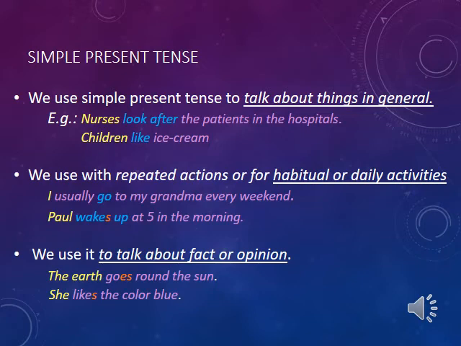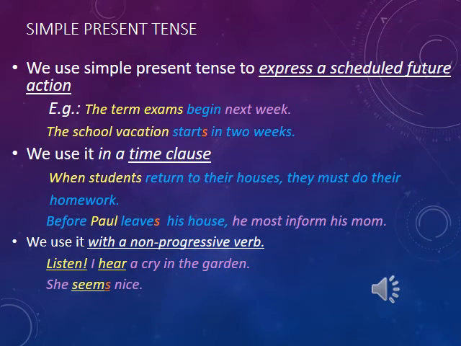The third usage is when we talk about facts or opinion. For example, the earth goes around the sun, or she likes the color blue. Also, we use simple present tense in order to express a scheduled future action. For example, the term exams begin next week, or the school vacation starts in 2 weeks. Here, next week and 2 weeks show that they are scheduled future actions.